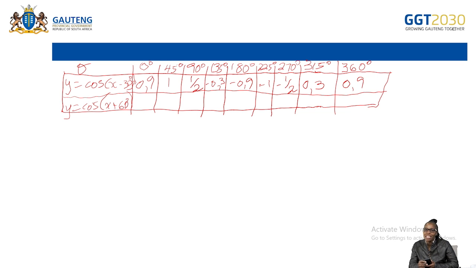Remember I said minus p tells you that you are having a shift to which direction? To the right. And when your p is greater than 0, you have a negative shift to the left. Okay, now let's look at the negative shift. What will be the coordinates? When my x is 0, now I am adding 60. When my x is 0 plus 60, I get half, or you can say 0.5.